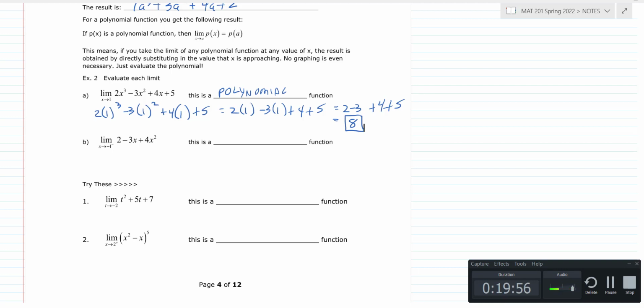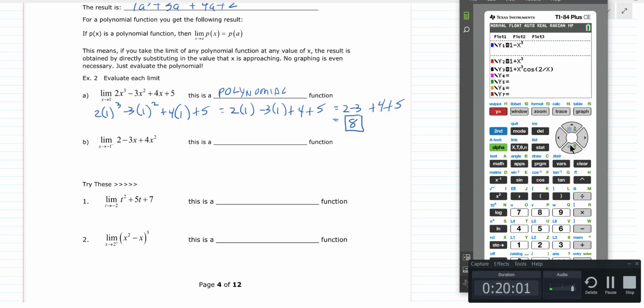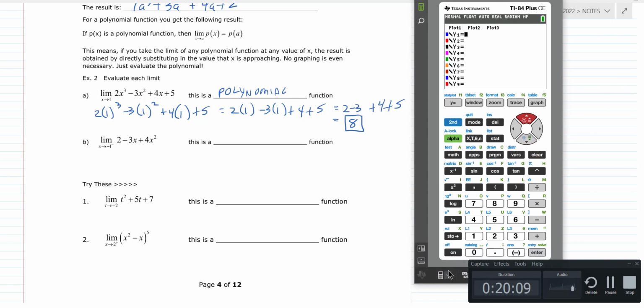And I am going to do something on my graphing calculator because I do want you to see something on this. So I'm going to take out what I've got here, and I'm going to put in those polynomial functions. So we've got 2x to the third, minus 3x to the second, and then plus 4x, and plus 5. Okay, now I'm just going to graph this in a standard window. So I'm going to go zoom 6, standard window. Graph kind of looks like that.